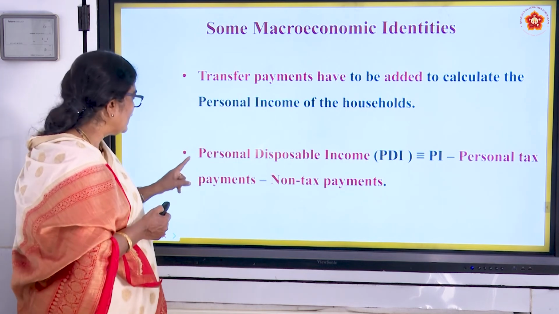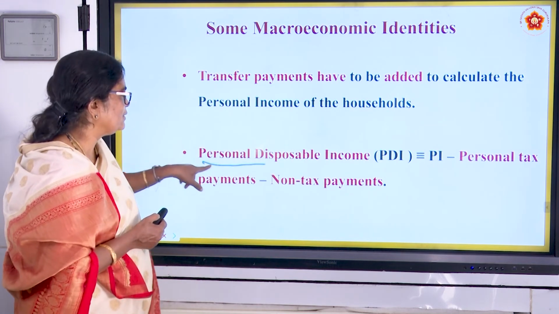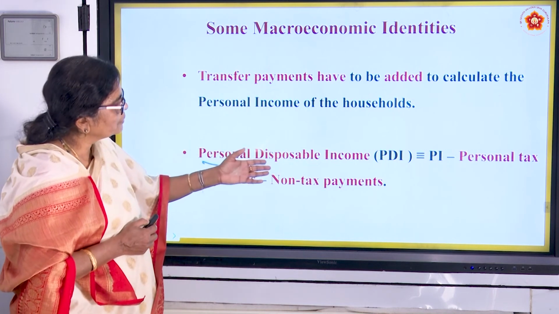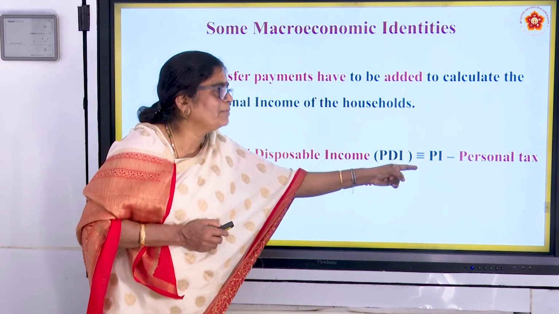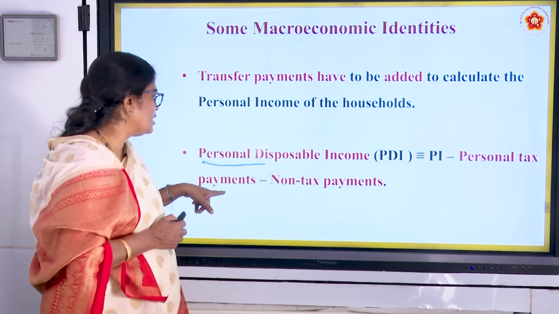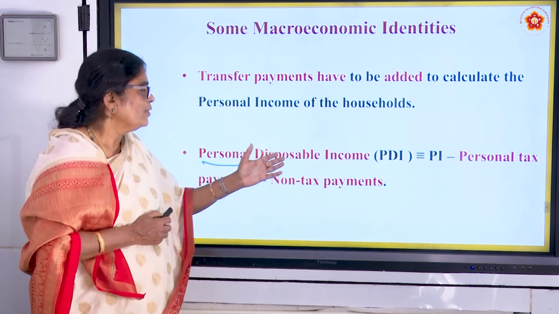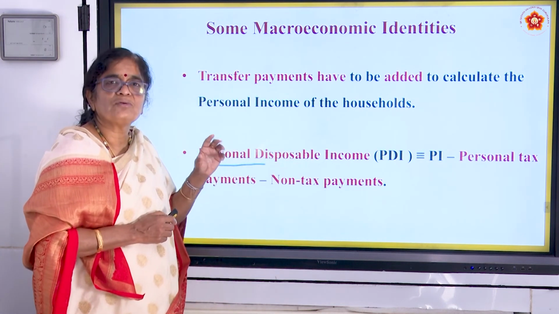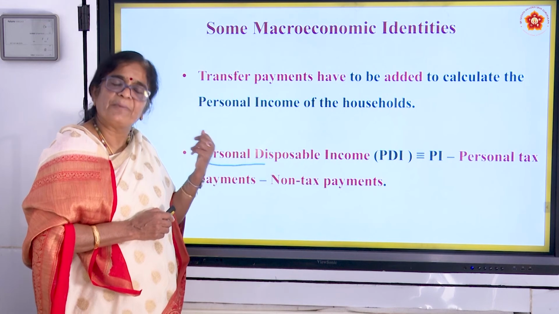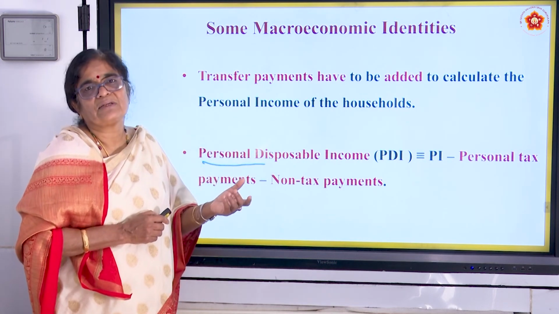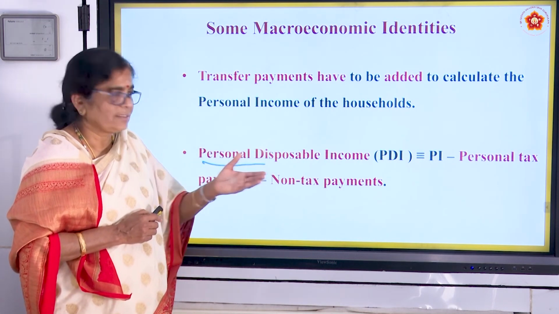Now, this is another macroeconomic identity, PDI, personal disposable income. What is personal disposable income? PI, personal income, minus personal tax payment, minus non-tax payment. Therefore, personal disposable income is the amount that is not all spent by the household, because they have to pay taxes, income tax and the like.